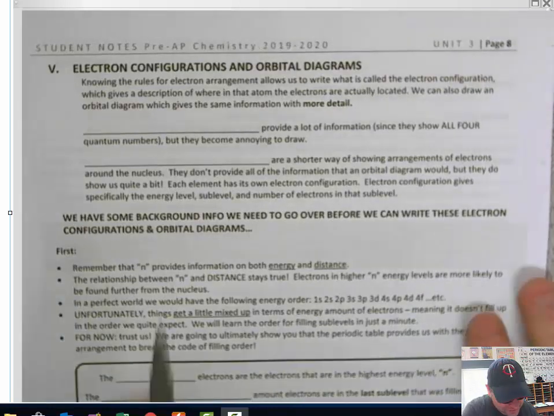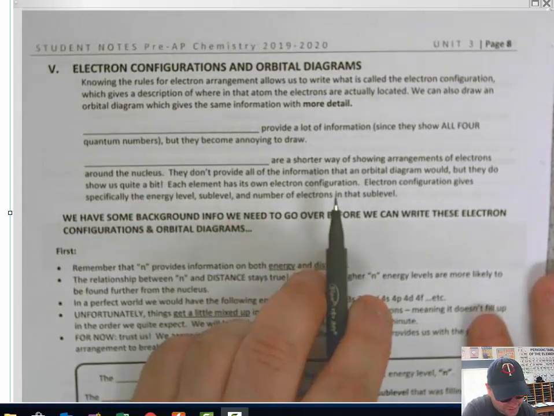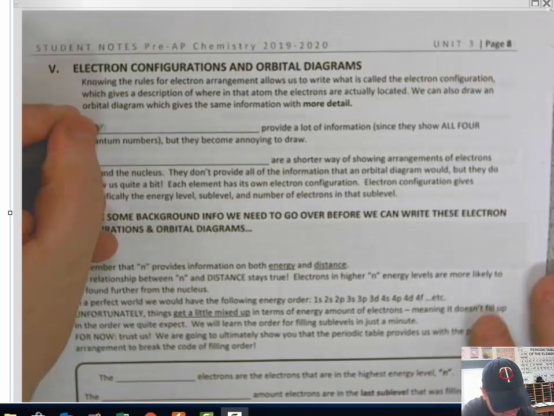Now, electron configurations and orbital diagrams. First, we're going to talk about orbital diagrams.